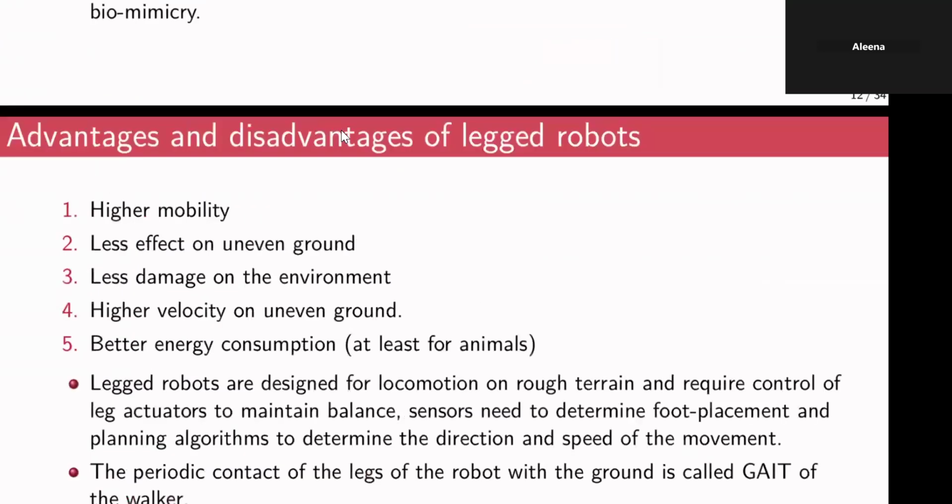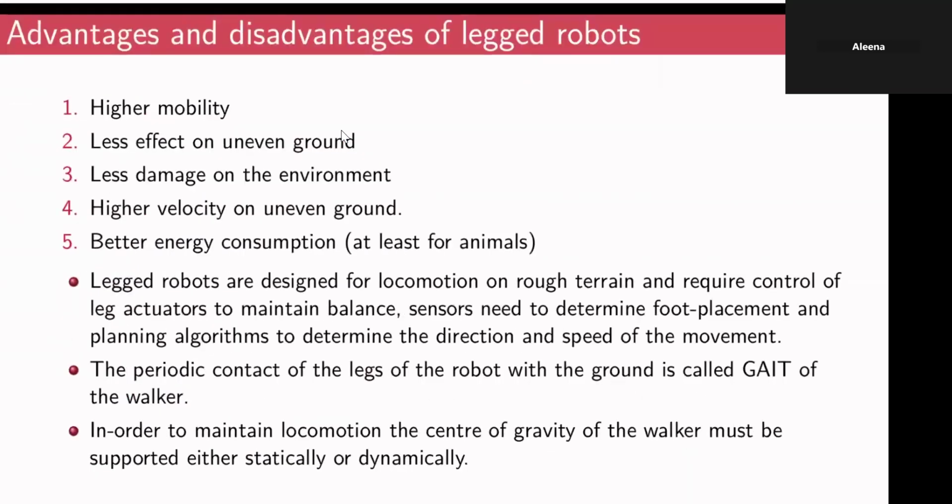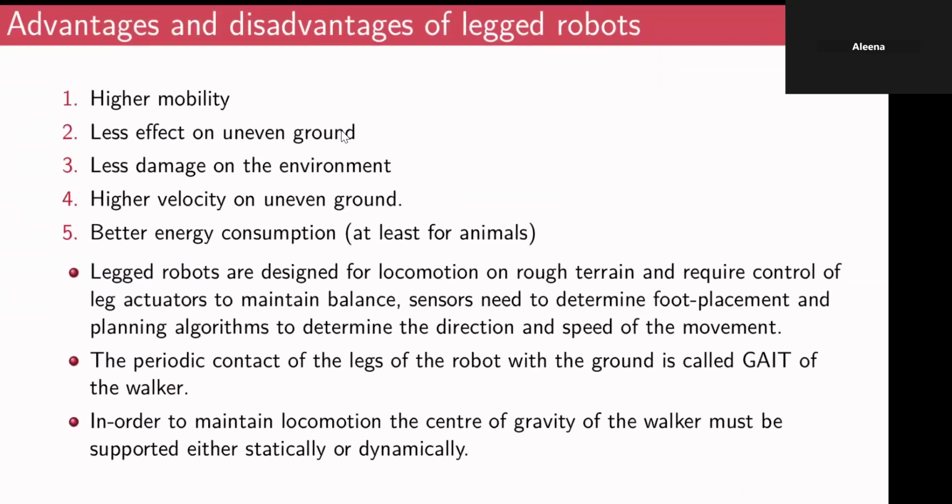All right, and yeah, let's see the advantages and disadvantages of legged robots. So legged robots offer high mobility, right? If there are a lot of steps or a lot of very high obstacles, a wheeled mobile robot won't be able to overcome those steps, but a very well calibrated legged robot can easily tackle or face such obstacles. And less effect from uneven grounds. They can easily tackle uneven ground, essentially. Less damage on the environment.